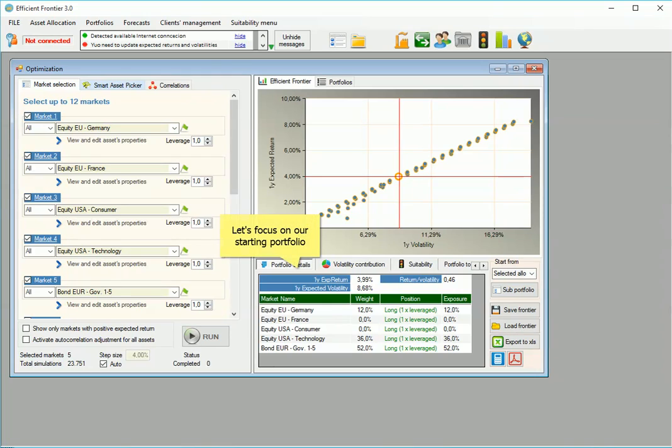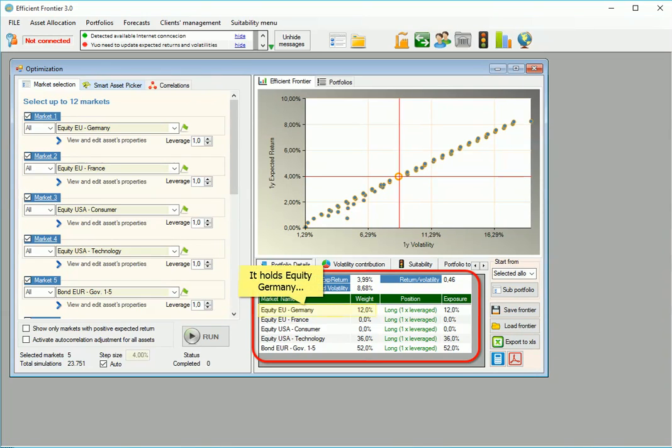The Smart Asset Picking tool can help us with this task. Let's see how it works. Let's focus on our starting portfolio. It holds Equity Germany, Equity USA Technology, and Euro govies 1 to 5 years.